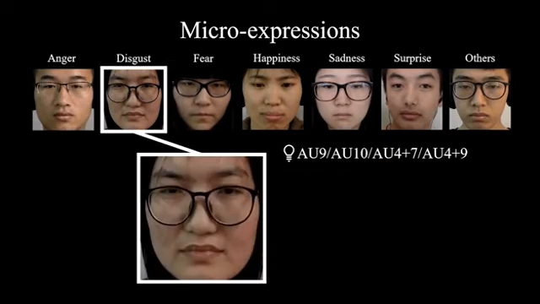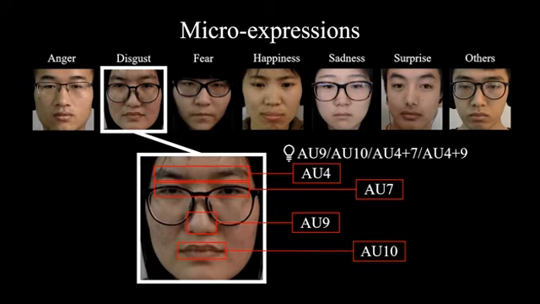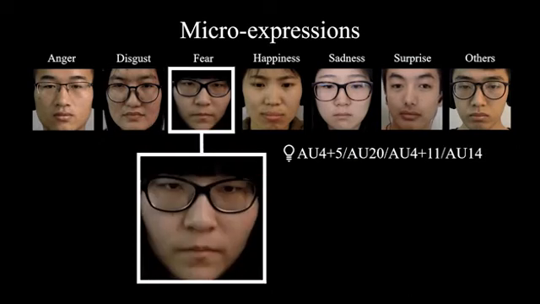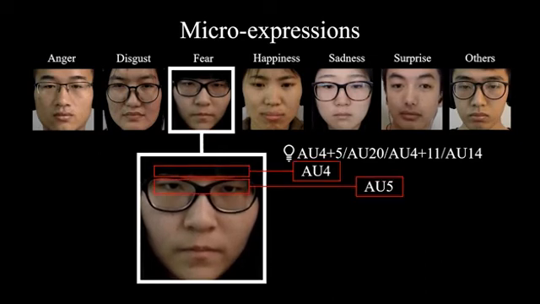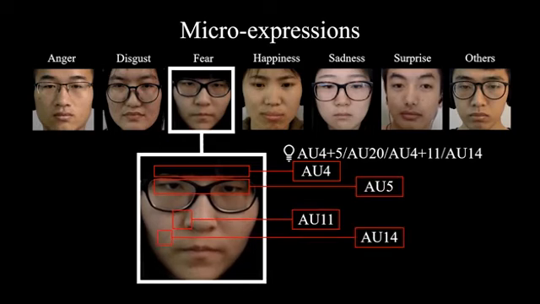In the same order, the motions in the disgust example involve combinations of brow lowering, eyelid tightening, nose wrinkling, and upper lip raising. The fear example includes the combinations of brow lowering, upper eyelid raising, nasolabial deepening, dimpling, and lip stretching.